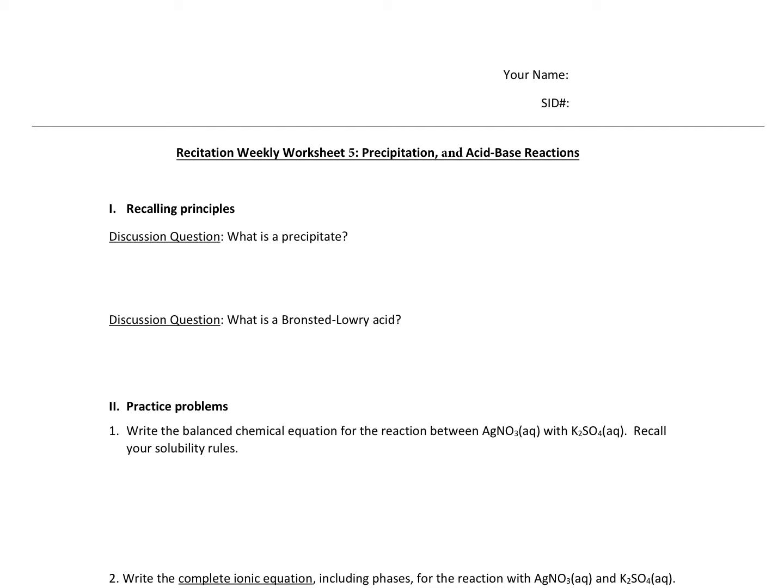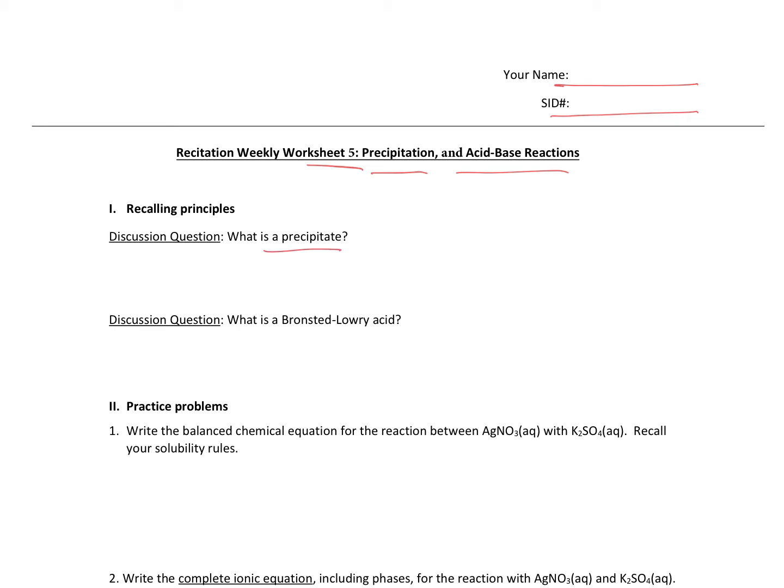Okay, this is worksheet number 5, precipitation and acid-base reactions. As always, don't forget to start with writing your name and student ID. Do not lose points. So we have some recalling principles before we start the problems.